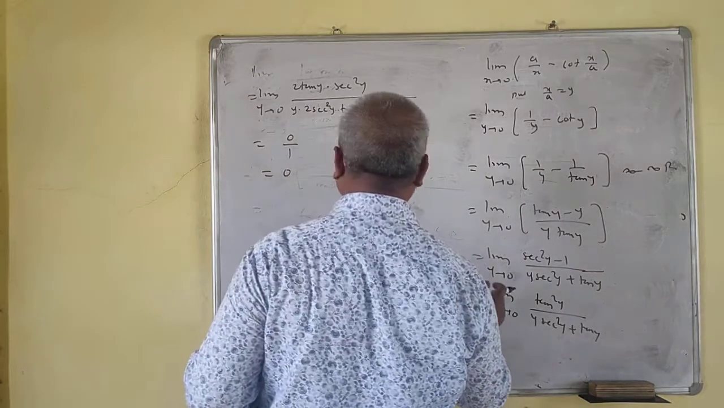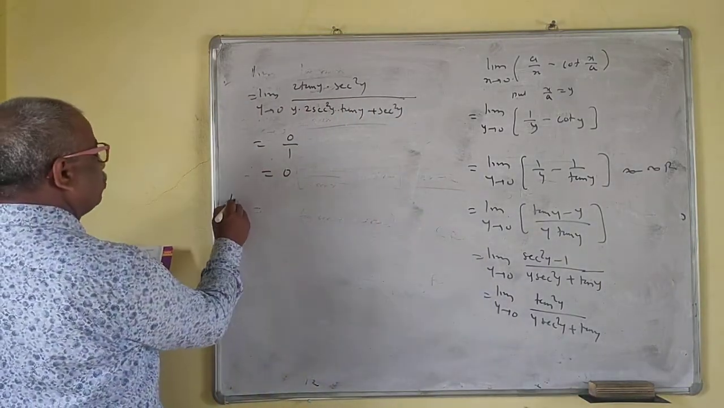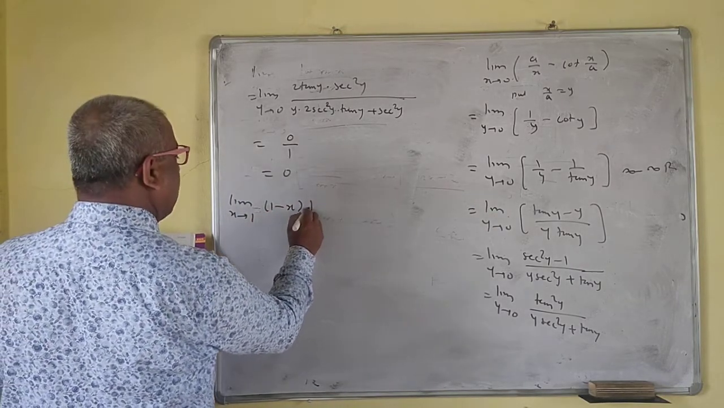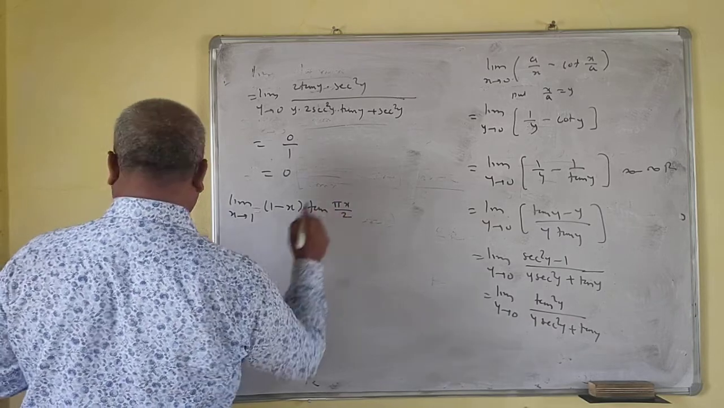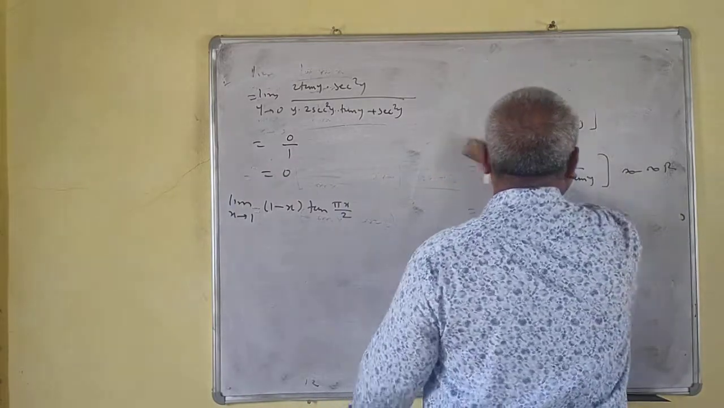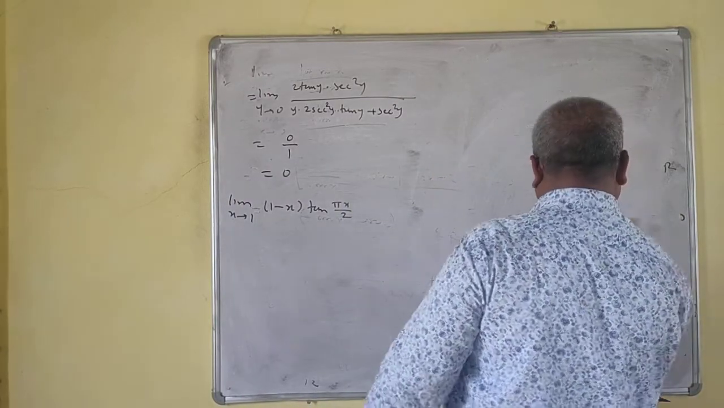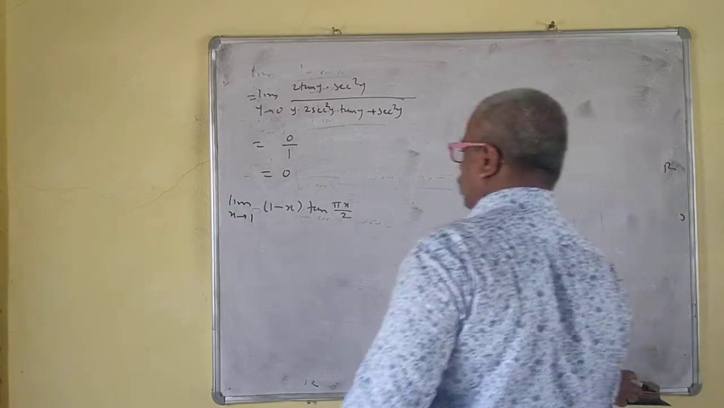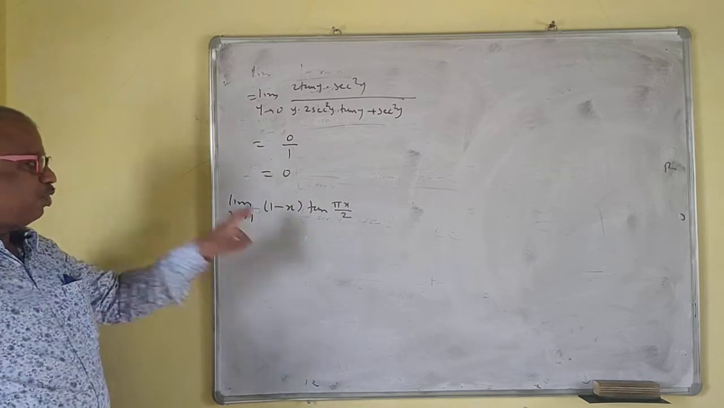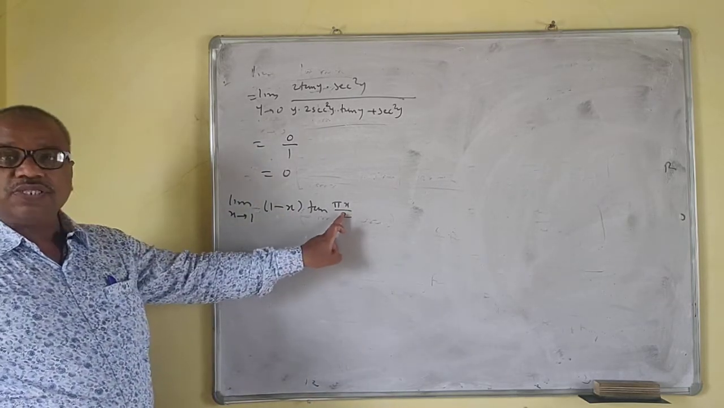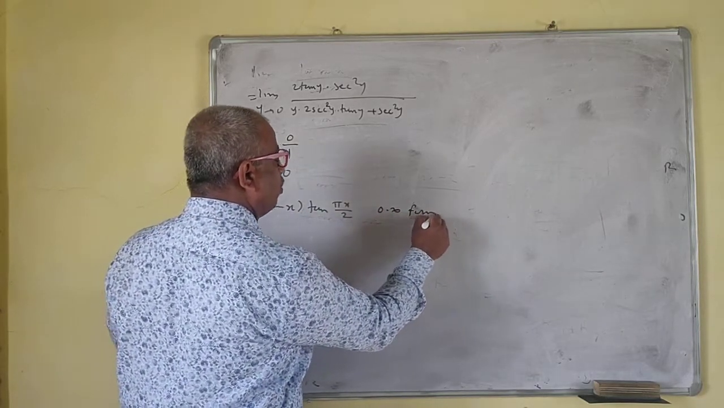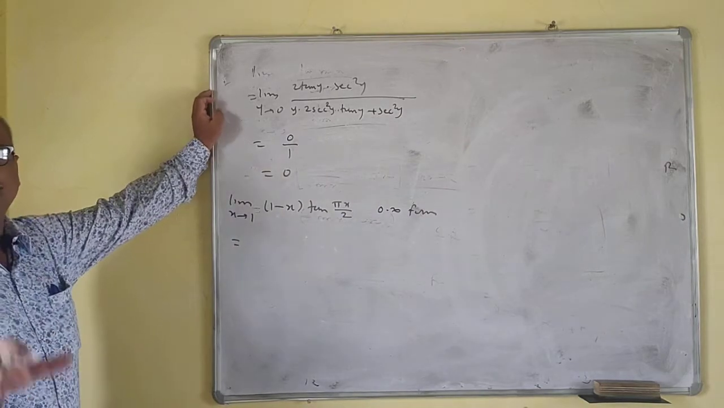Okay. So now we'll evaluate this limit. Limit x tends to 1 of 1 minus x into tan of pi x by 2. Okay, so now it is easy to see this is a product. So 1 minus 1 is 0 and tan pi by 2 is infinity. So 0 into infinity, this is 0 into infinity form. So you have to convert this into 0 by 0 form or infinity by infinity.